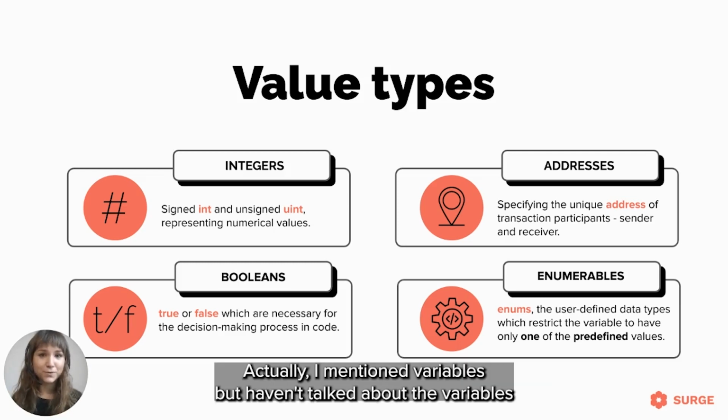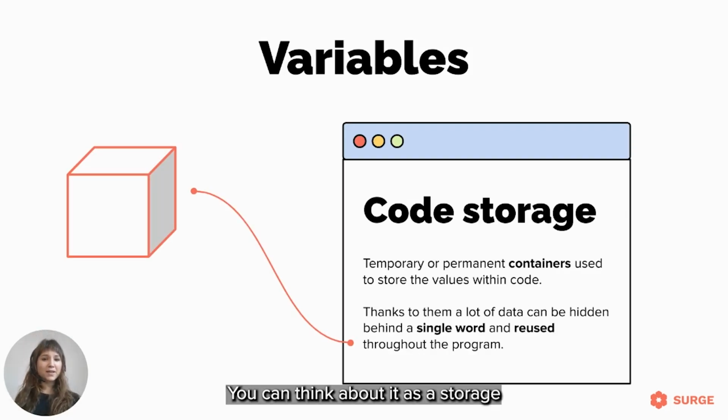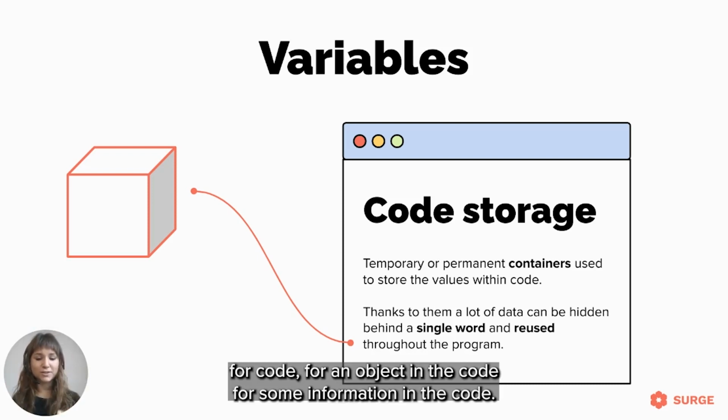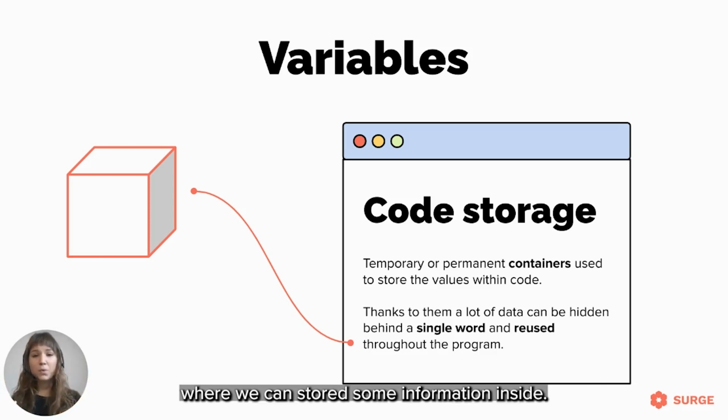Actually, I mentioned variables, but haven't talked about the variables yet. So let's actually have a look at what a variable is. You can think about it as a storage for code, for an object in the code, for some information in the code. And they are built through using a word that acts as a label where we can store some information inside. It's kind of like a block within our blockchain, but the difference is that it doesn't hold lots of different elements. It holds a specific value.